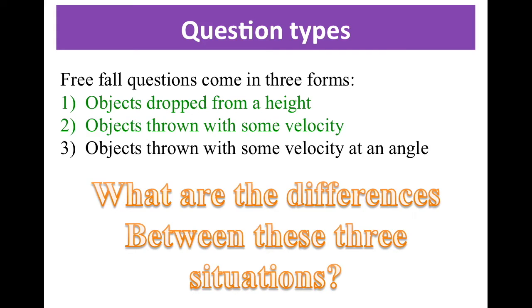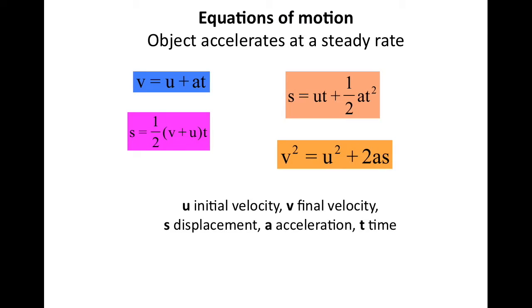They are either objects that are dropped from a height, objects that are thrown with some velocity, and that could either be up and down, or objects that are thrown with some velocity at an angle, which is called projectiles. Today's video is going to be over number 1 and number 2. So you remember these, right? These are the equations of motion, and we're getting pretty familiar with them, and the nice thing is we get to use them for falling objects.